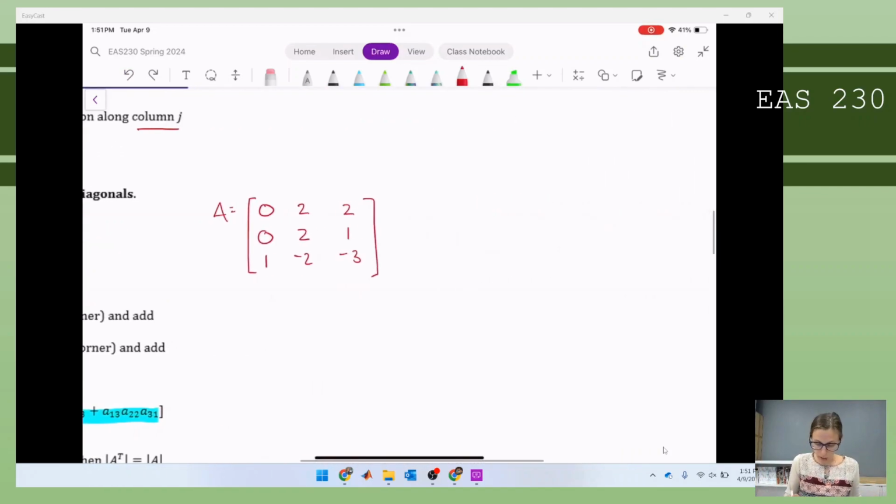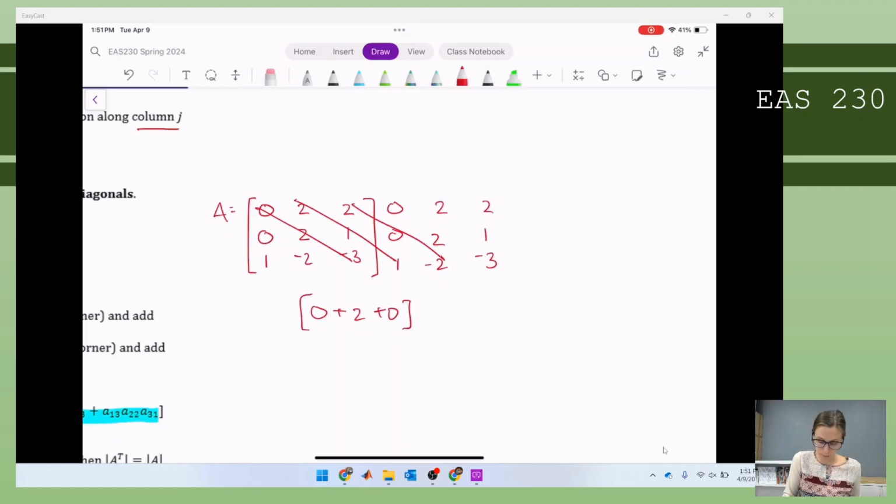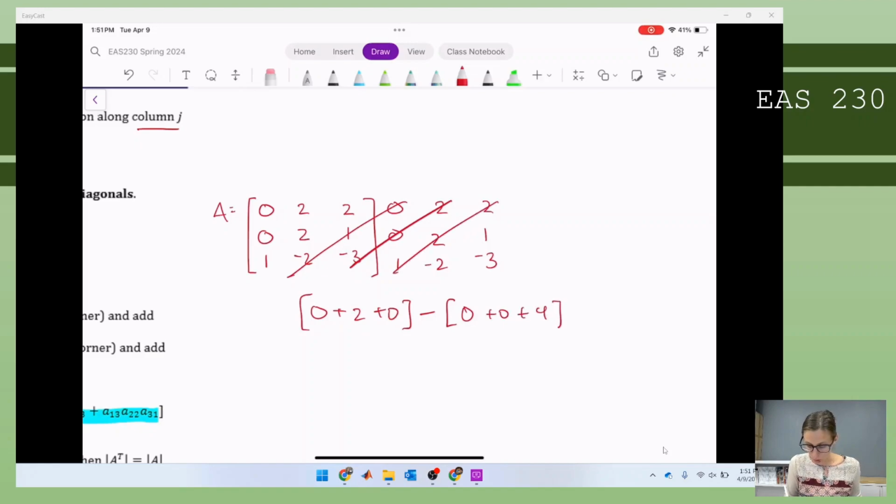So for this matrix over here, it would look like this. I would copy the values next to itself. And then I would multiply these numbers. So I'd get 0. Multiply these numbers, plus 2. Multiply these numbers, plus 0. That's my first set of diagonals. Then minus my other diagonals. Multiply these numbers, 0. Multiply these numbers, 0. Multiply these numbers, 4. Subtract the 2. So it'd be 2 minus 4. My determinant here is -2.